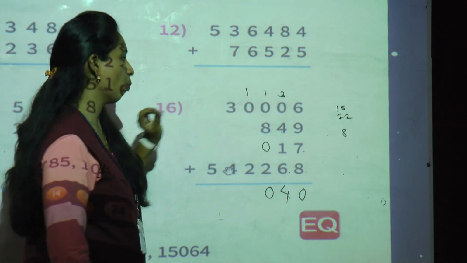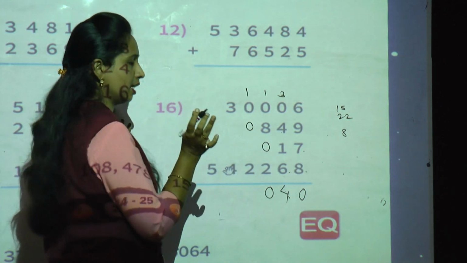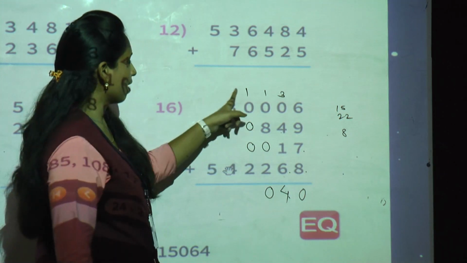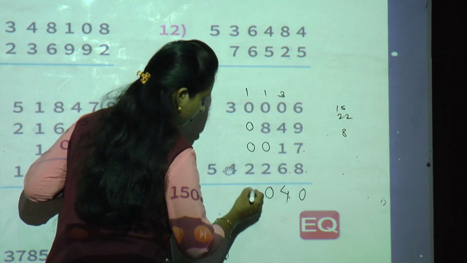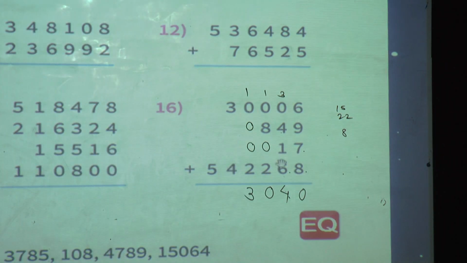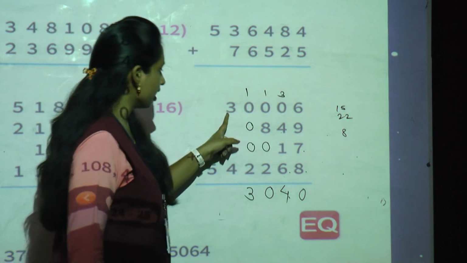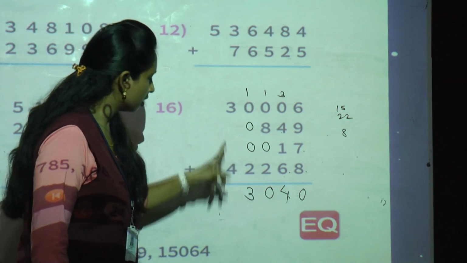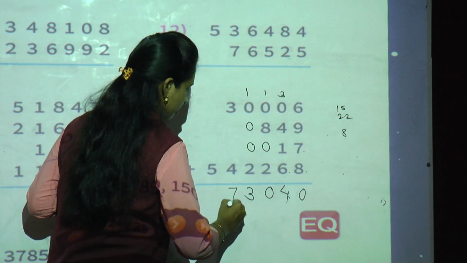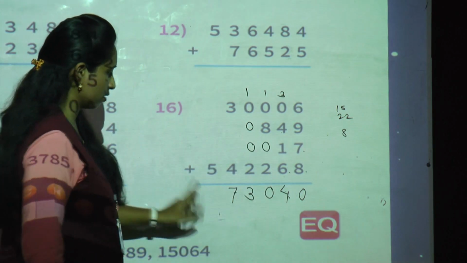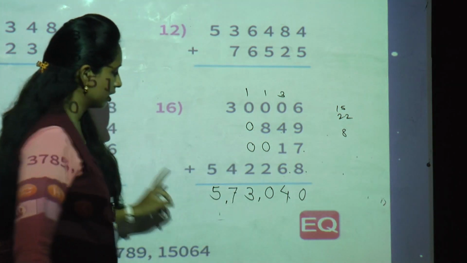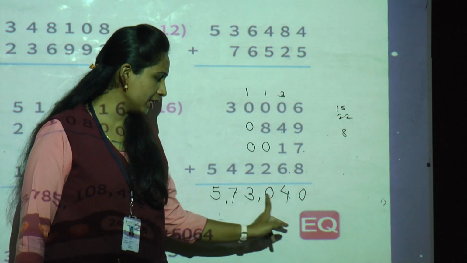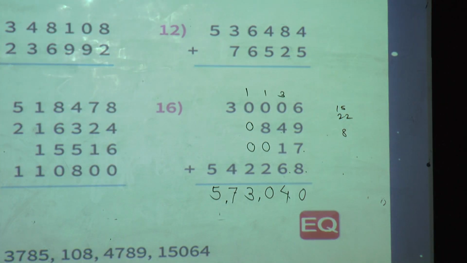Now 1 plus 0, 1 only. Here nothing is there means what is there? 0. Here also 0. So 1 plus 0, 0, it became 1 only and 1 plus 2 is 3. Now see here, 3. Here nothing is there means 0. So 3 plus 4 is 7. So write 7. And here nothing is there, so write 5 as it is. Give comma after 3 digit, after 2 digit. What is the answer we got here? 5,73,040. Understood, students? Yes? Easy now?